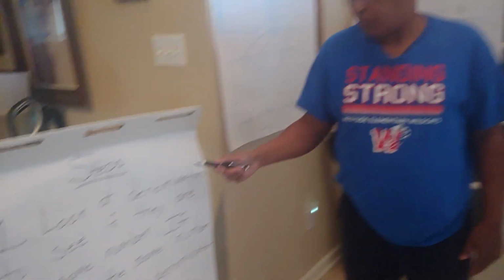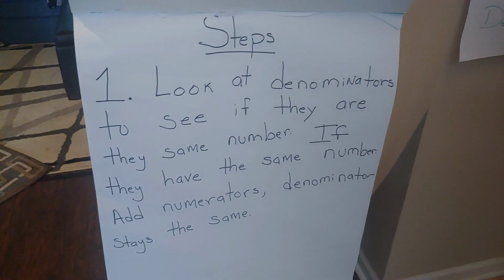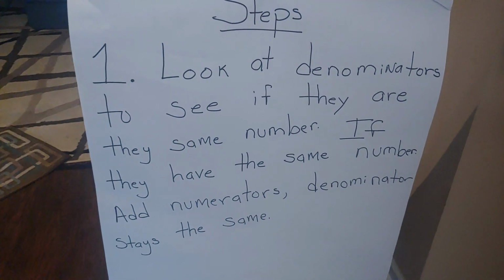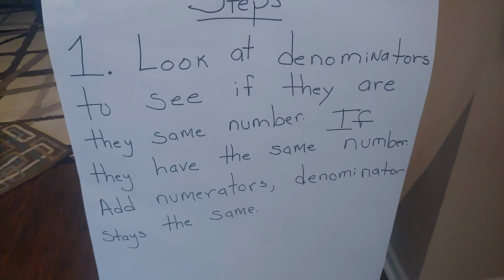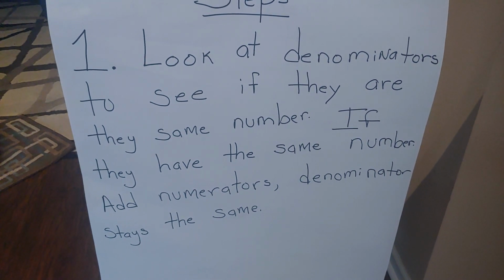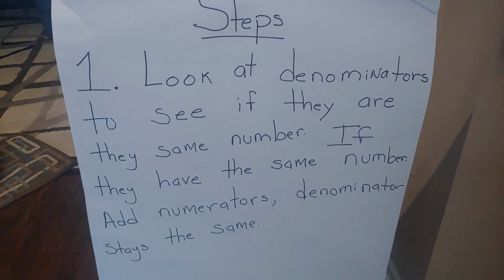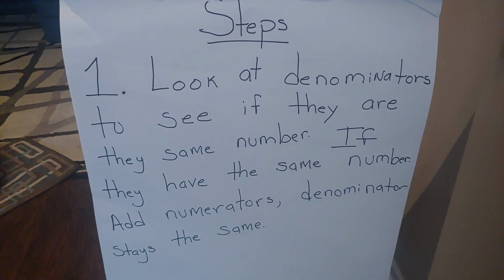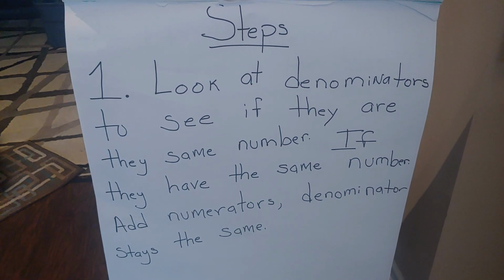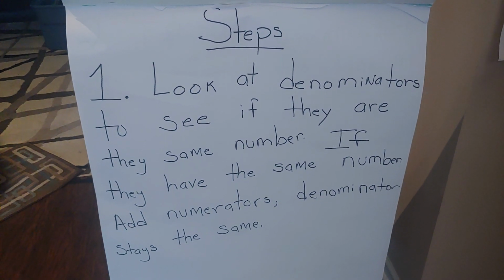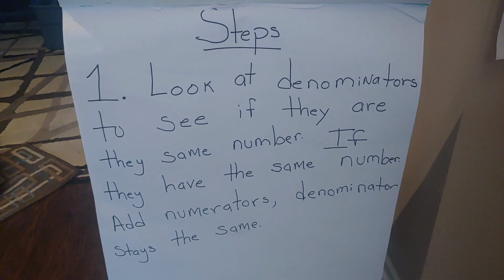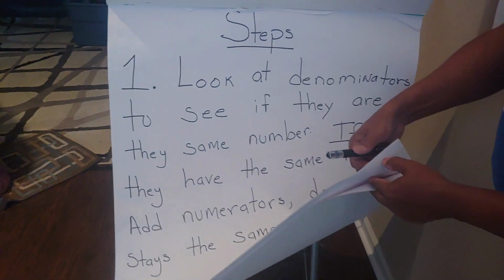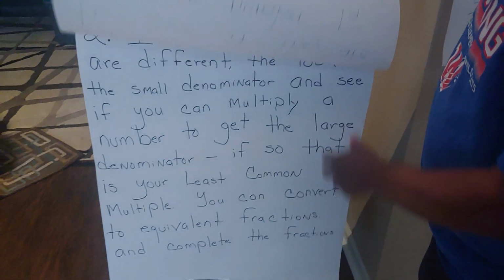I'm going to point to some steps, some rules here that we go through. Number one says, look at the denominators to see if they are the same number. If they have the same number, then add numerators and the denominators stay the same. When you add and subtract fractions, always remember, you're never adding denominators. You're never subtracting denominators. As you can tell, I had to improvise in here, so I'm using my ladder kind of like a prop.